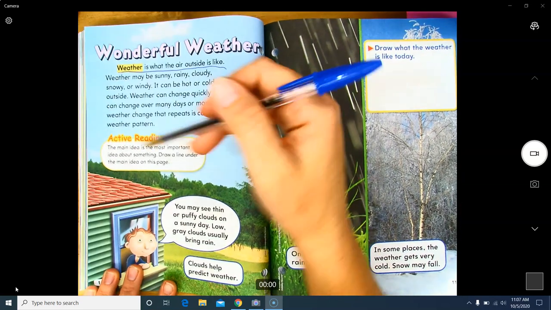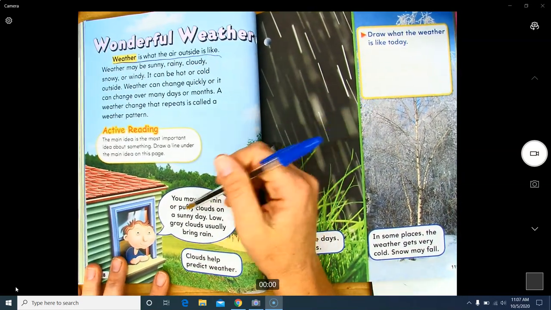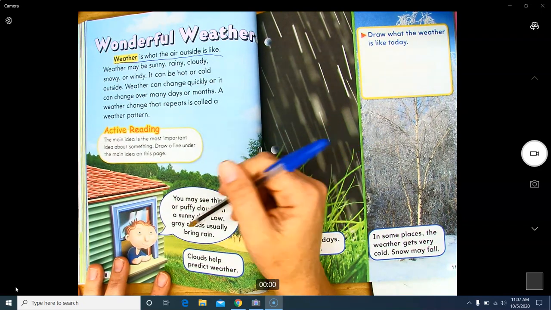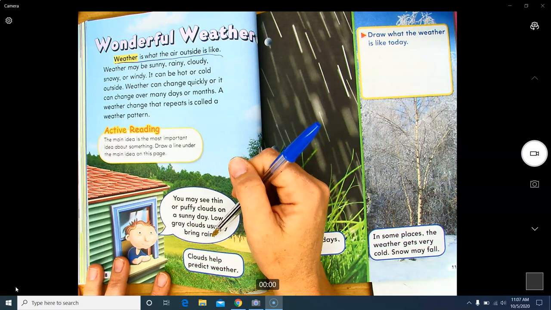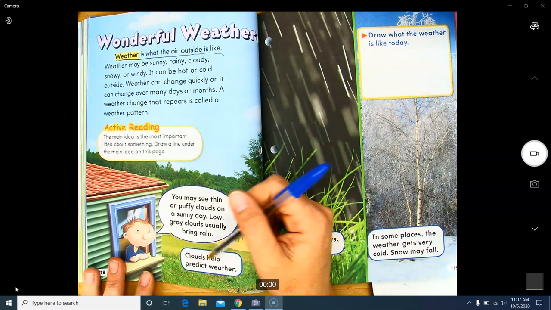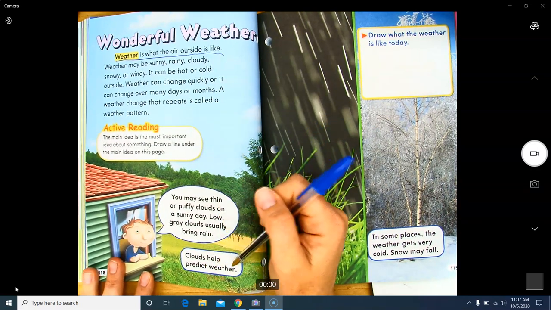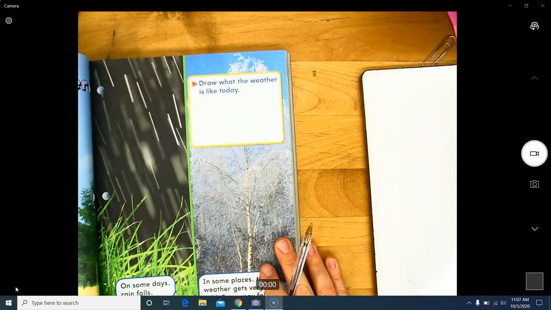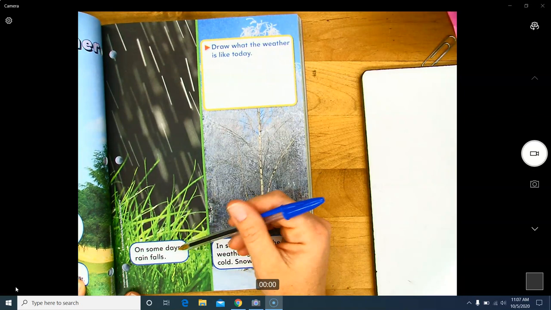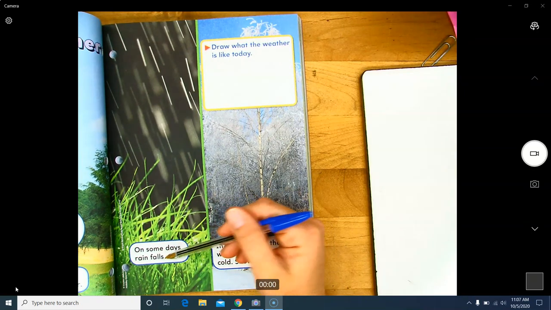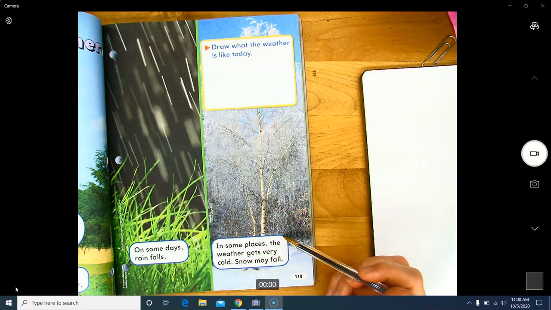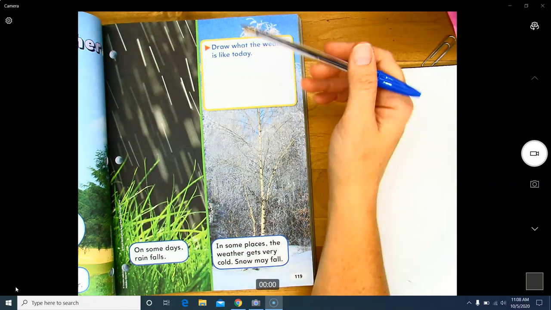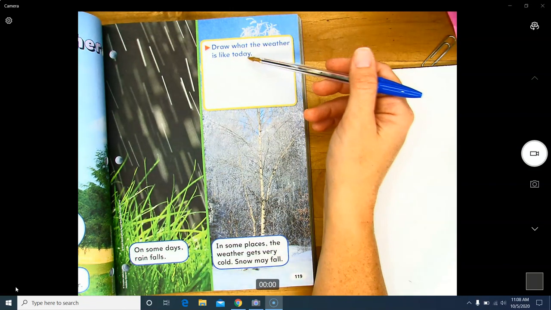Okay. You may see thin or puffy clouds on a sunny day. Low gray clouds usually bring rain. Clouds help predict weather. On some days, rain falls. In some places, the weather gets very cold. Snow may fall. So draw what the weather is like today.